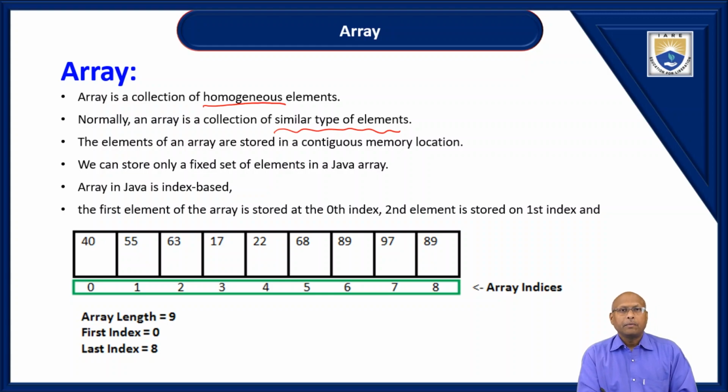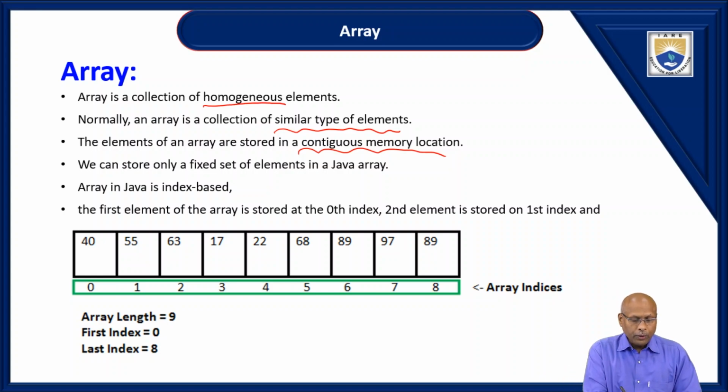Similar type means all are integer means integer only, all are character means character only, all are string means string only. So depending upon the type of requirement, you have to use that type of array. The elements of an array are stored in a contiguous memory location. Whatever elements you are storing will be stored in contiguous, that means sequential, memory.